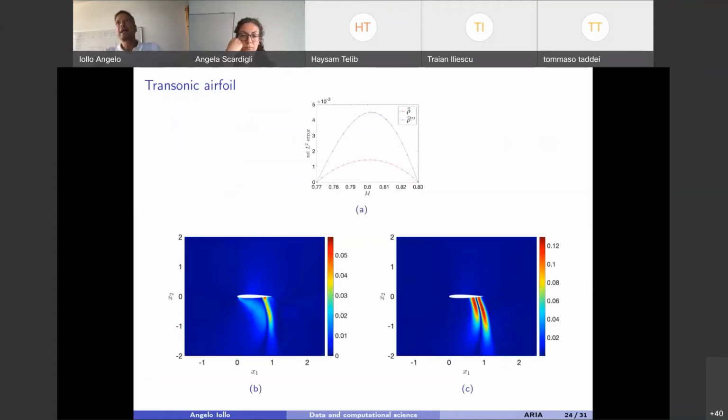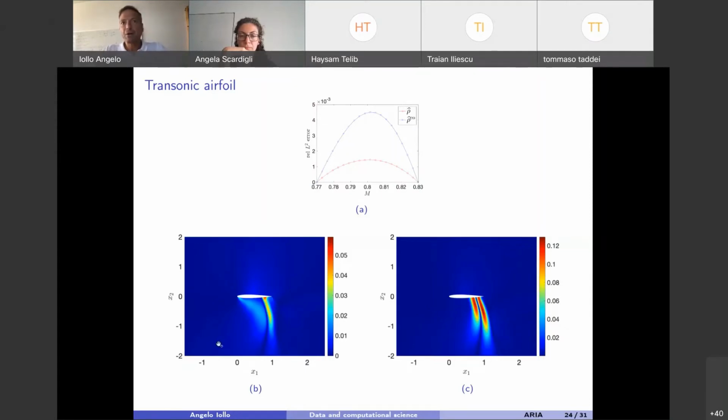Now let's look at the error. The relative error that we have as the Mach number goes from 0.77 to 0.83 is the following. In blue, you have the linear interpolation. In red, you have the convex displacement interpolation. So the error is essentially divided by 5 to 4.